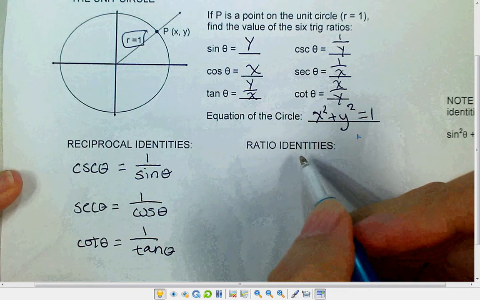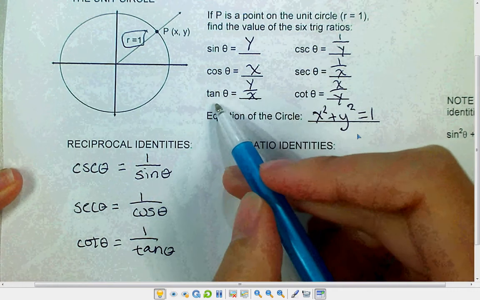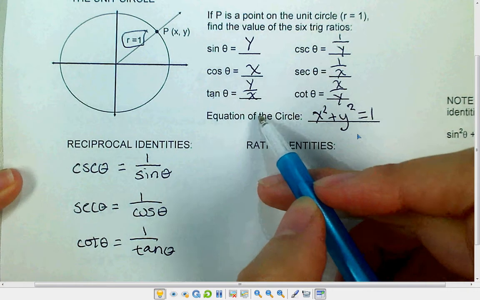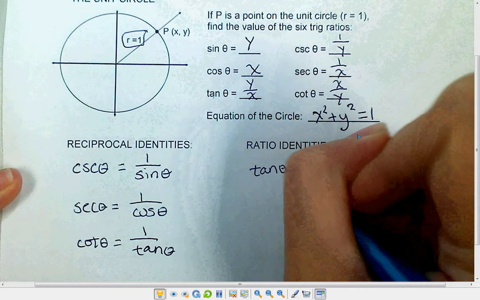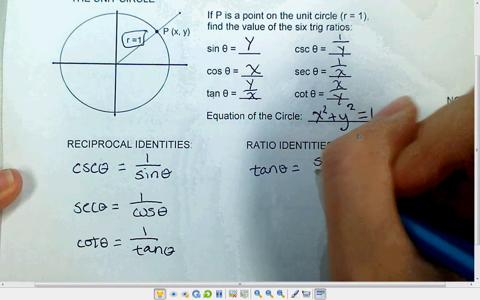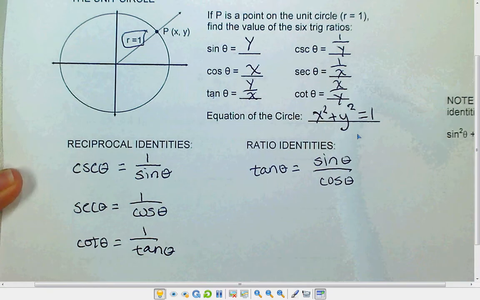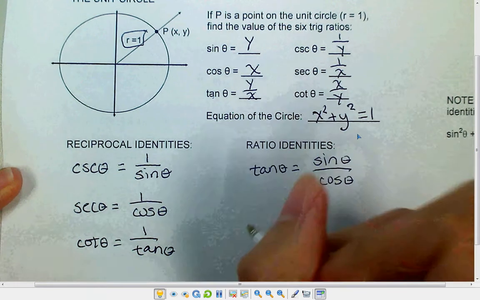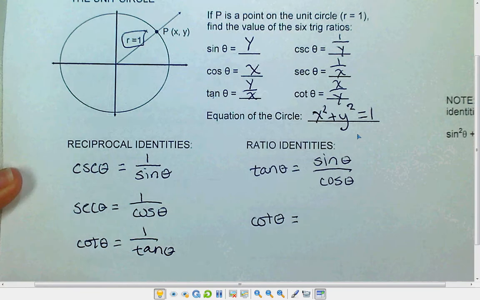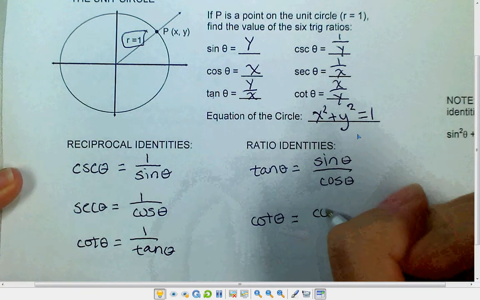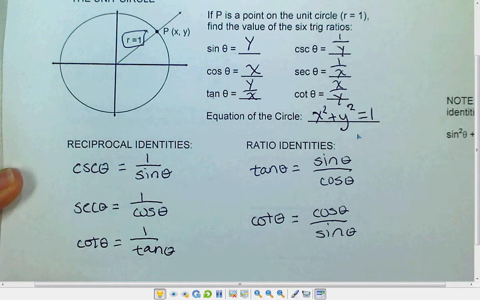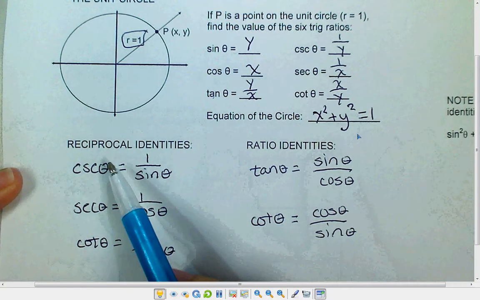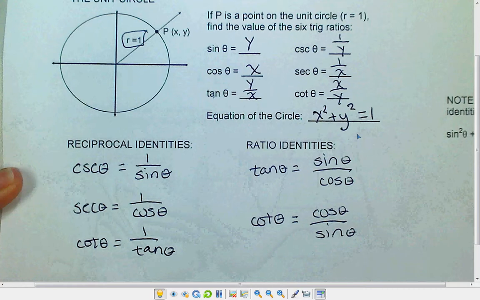Our next 2 identities are going to come from the ratios. Because tangent is y over x, sine is y, and cosine is x, we can actually rewrite tangent as sine over cosine. And because cotangent is the reciprocal of tangent, I can write cotangent as cosine over sine because I just flipped it. So these are our first 5 identities, 1, 2, 3, 4, 5, that we are going to use to simplify expressions.